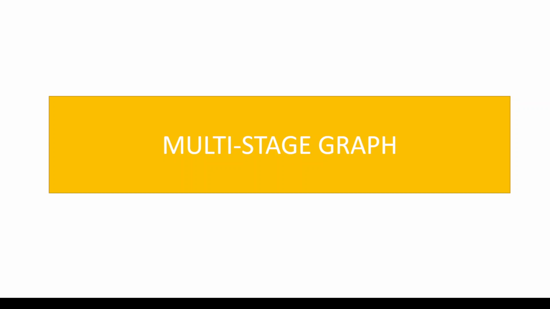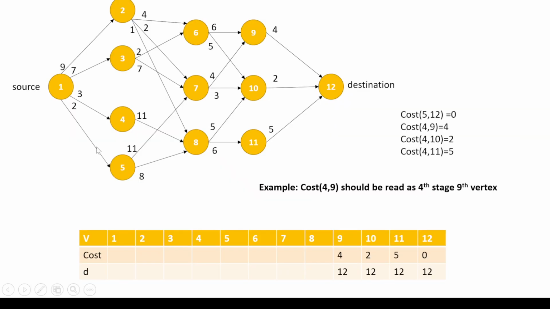Hello everyone. I'll be explaining multi-stage graph in this video with an example. Now here is a directed graph that is given which has associated weight with respect to the edges. Vertices are divided into different stages.